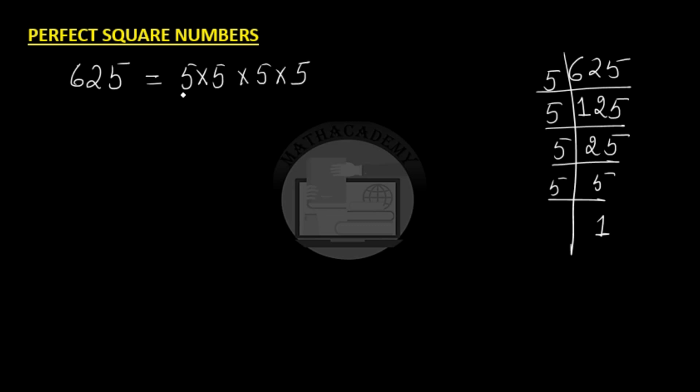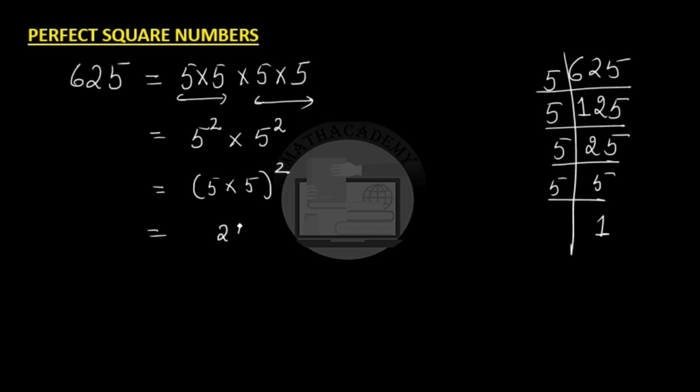Let us form the pairs. So we have one pair of 5 and another pair of 5. 5 times 5 is 5 square, and 5 times 5 is again a 5 square, which can be written as 5 times 5 whole square, which is nothing but 25 square. Correct? So we are able to write 625 as the square of 25, and hence 625 is a perfect square number.